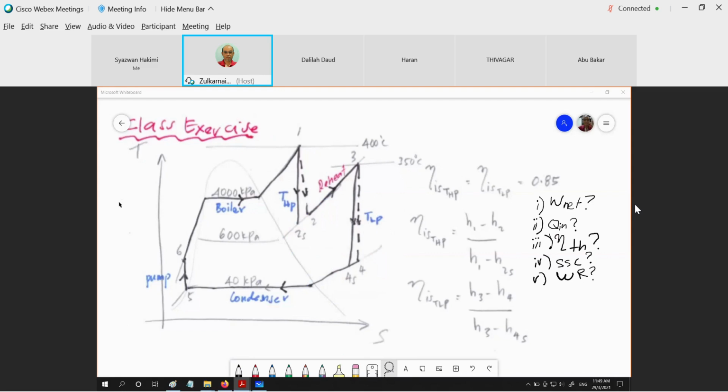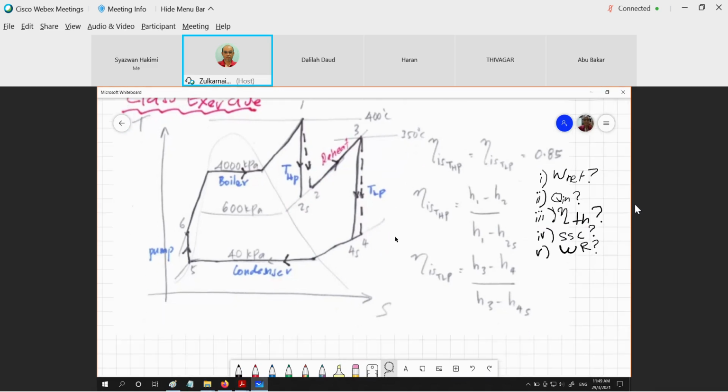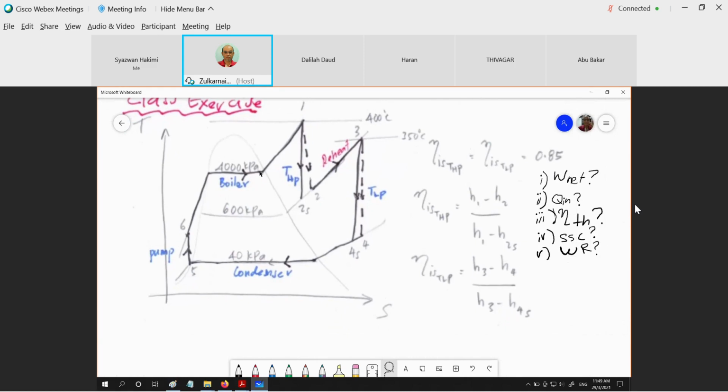Now, can we get what is H1? Can you get the H1 for me? What is H1? 4000 kPa, 400. What do you think the state is? Of course, it will be superheated vapor because the T1 is greater than the T critical. So it's superheated. In applied thermodynamics, you don't need to prove what the state of 1 is. Just get the enthalpy. So what is H1?